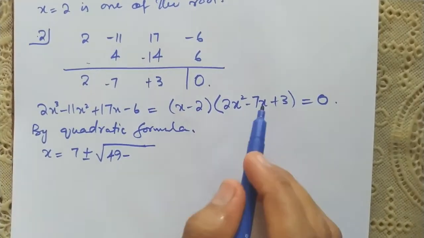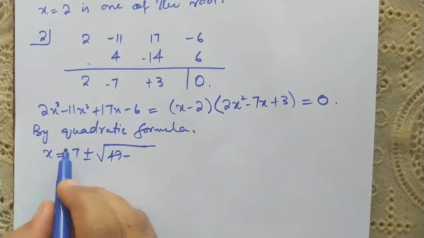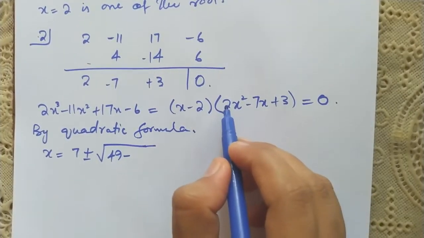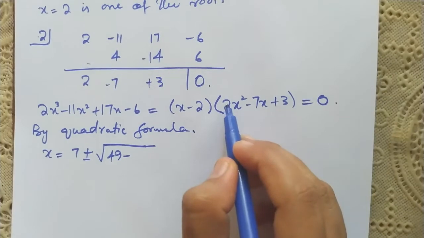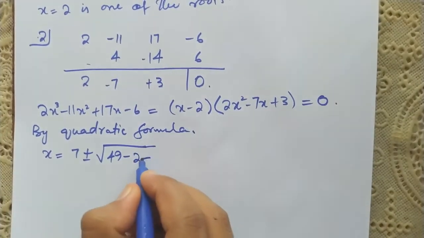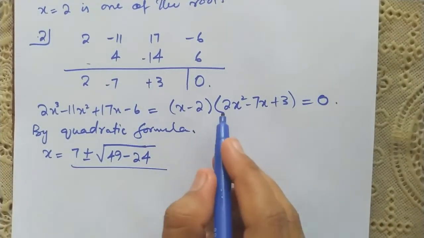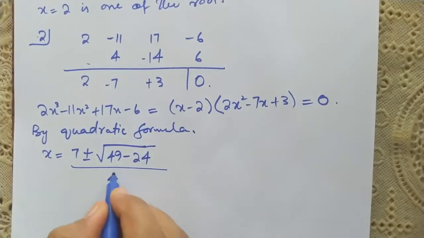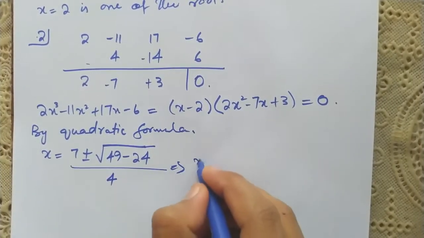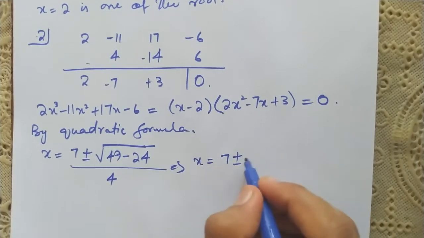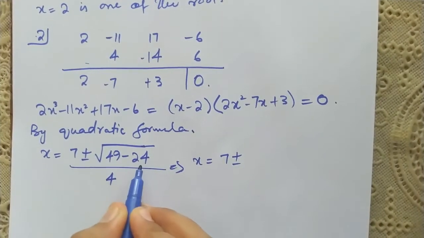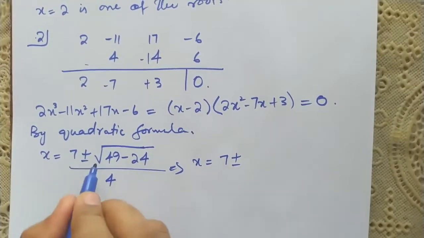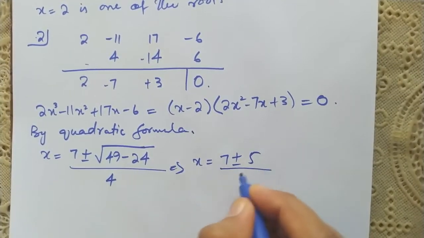Now apply the quadratic formula. According to the quadratic formula, minus b plus minus radical b square minus 4ac. When you multiply 4 by 2, 2 into 3 is 6, 6 into 4 is 24, upon 2a. What is a? The value of a is equal to 2. It means it will be 4, right? So x is equal to 7 plus minus, and 49 minus 24 gives 25. So the square root of 25 will be 5, upon 4.